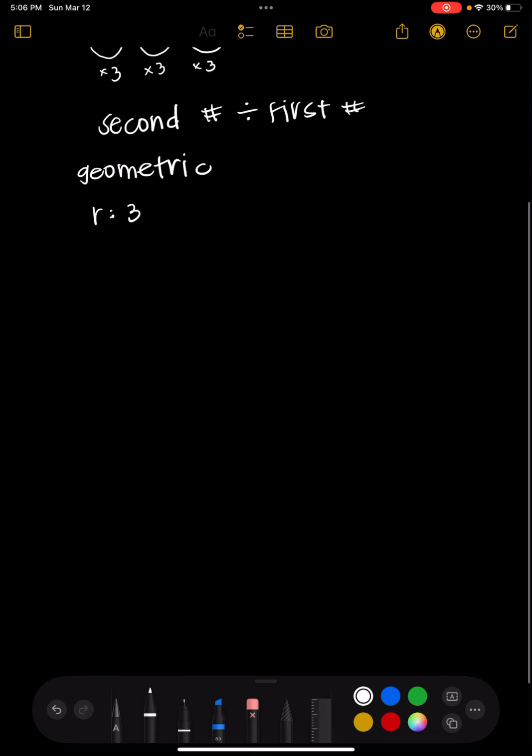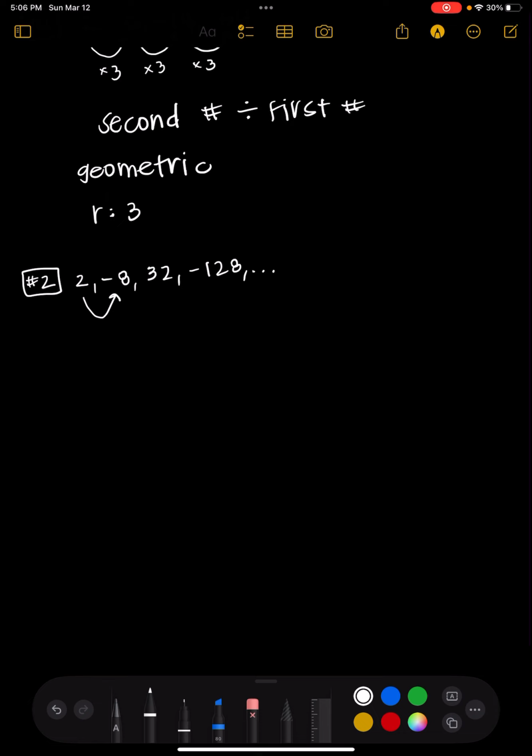Okay, let's look at the next example. So the next example is 2, -8, 32, -128, and so on. So once again, we have to figure out if we're multiplying by the same thing every time. So to get from 2 to -8, the first thing I notice is I'm moving from a positive to a negative. When I'm moving from a positive to a negative, I have to be multiplying by a negative number, because we know that a negative times a positive is a negative. And then to go from 2 to 8, we multiply by 4. So this time we're multiplying by -4.